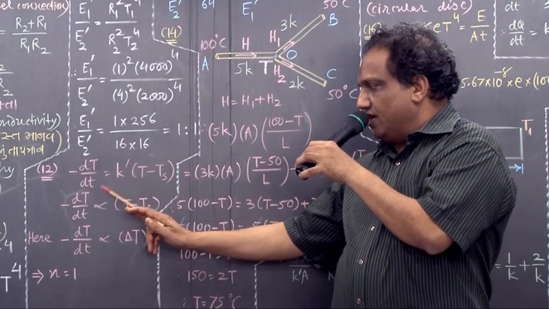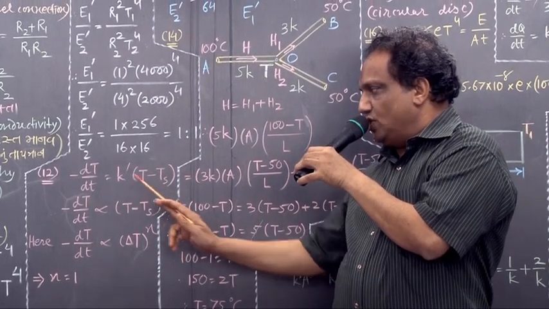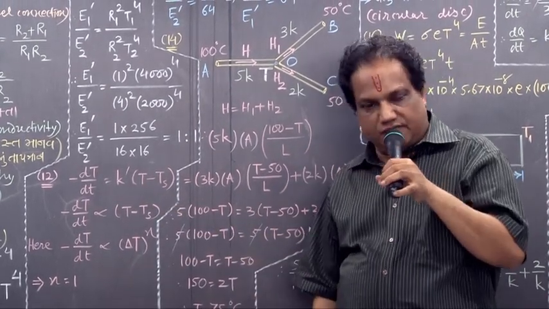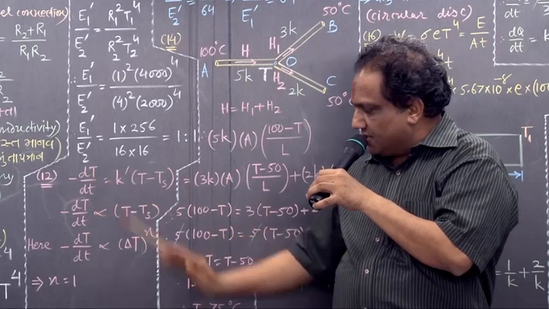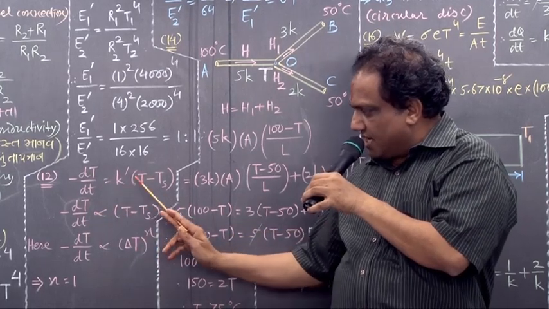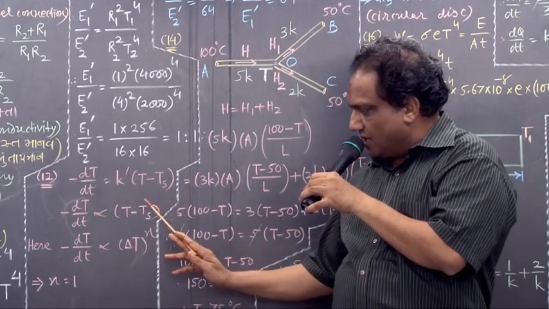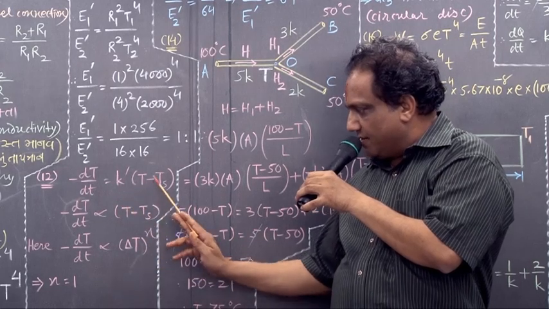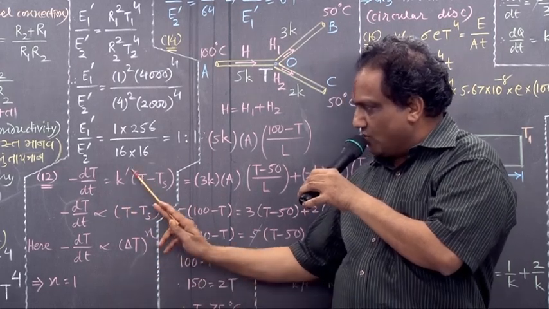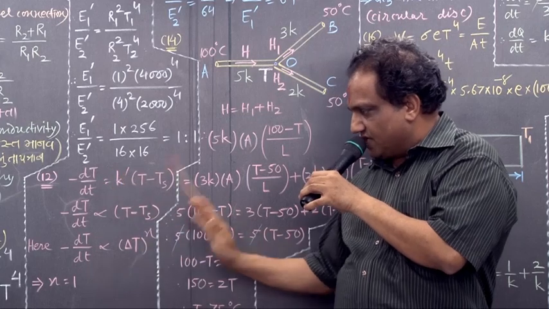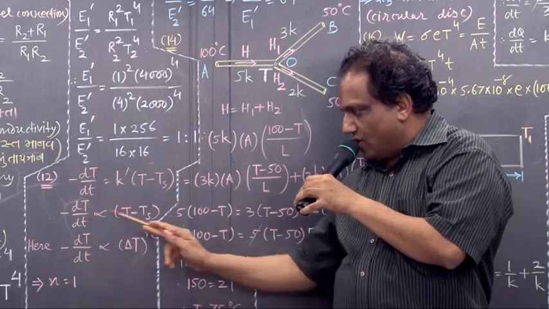Minus dT by dt equals k dash into (T minus T0), as Newton's law of cooling. Now this part stays as it is. Remove this constant and write the proportionality sign, and after that (T minus T0) as it is. In short, when you remove this constant, this is proportional to this. This is what we know, correct?